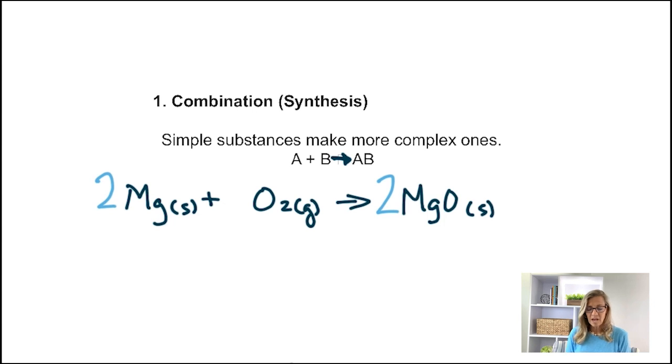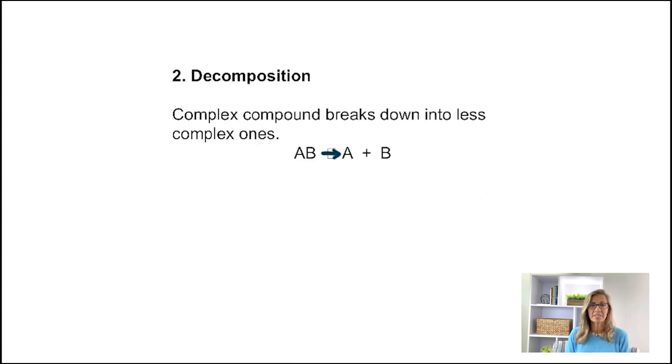So combination synthesis, 2 things. Well, I won't say 2 things. I'm saying simple things combining to make things more complex. That is combination. And then the next type is the opposite of this, which is what we call decomposition.